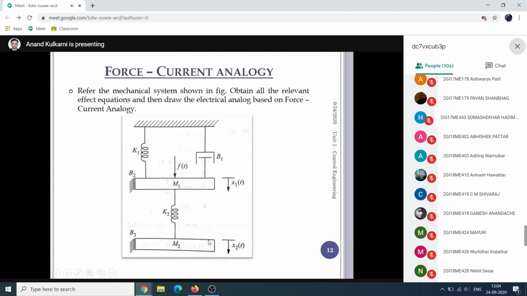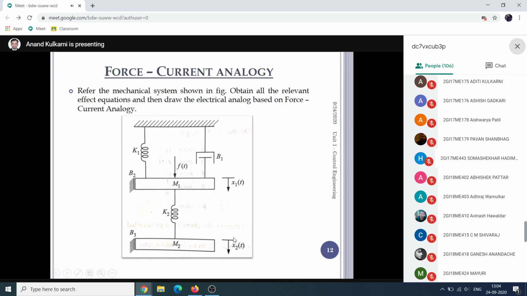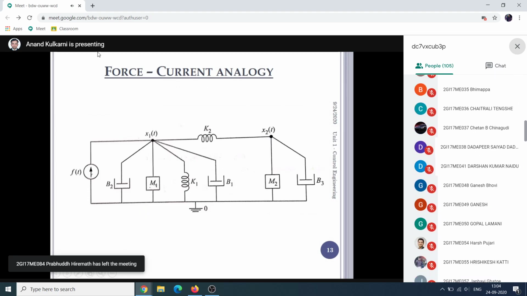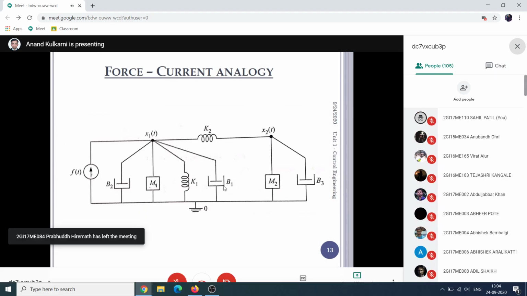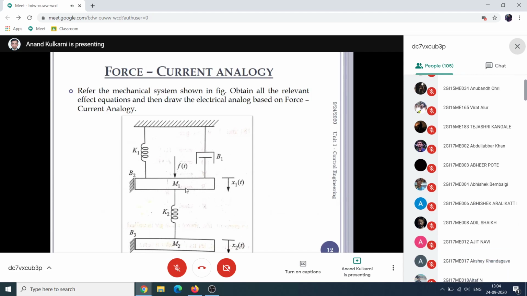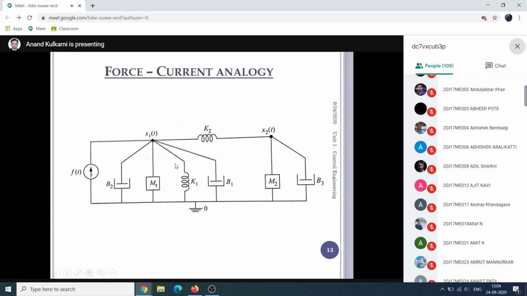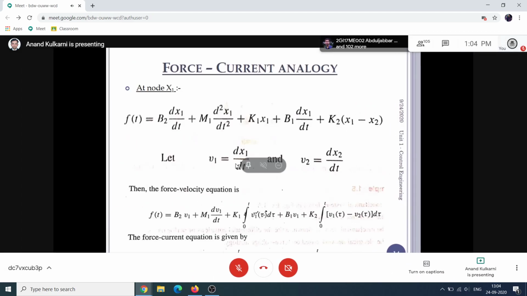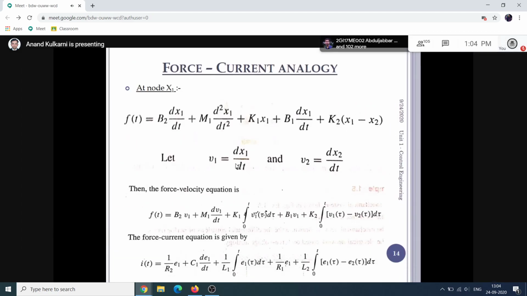Then similarly, on node x2, there are 1, 2, and 3 interactions. Having written the node drawing for this mechanical system, what you'll have to do once it is done is correspondingly write the equation for it.